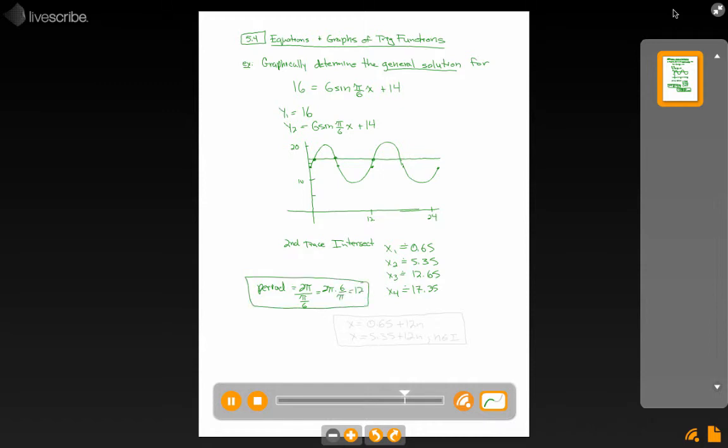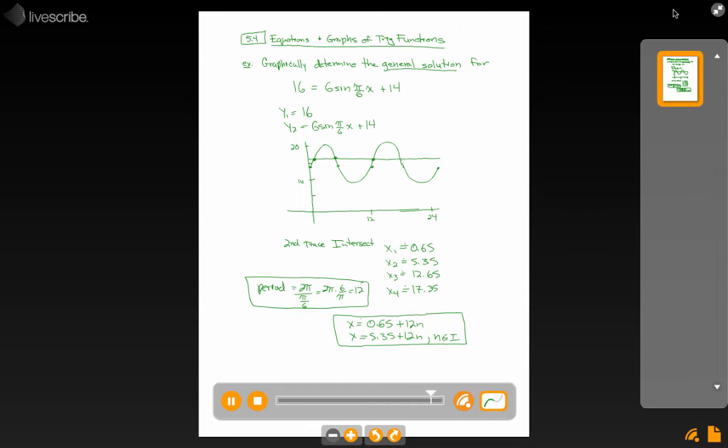As soon as you find your first two answers, you could say that the general solution is x equals 0.65 plus 12n, and x equals 5.35 plus 12n, where n is any integer, and that would actually include all the answers, because every answer from there is going to be 12 units to the left or to the right of those original two answers that you found.